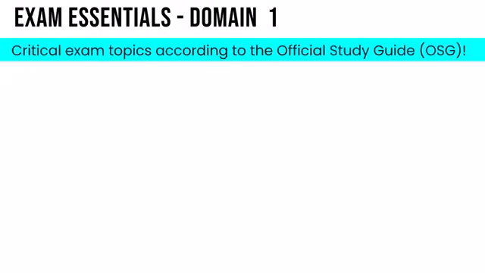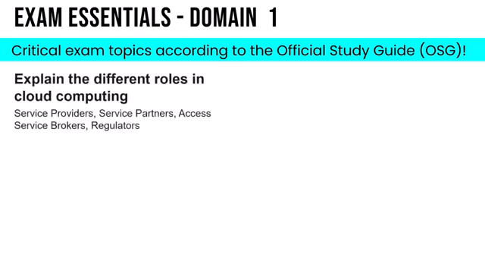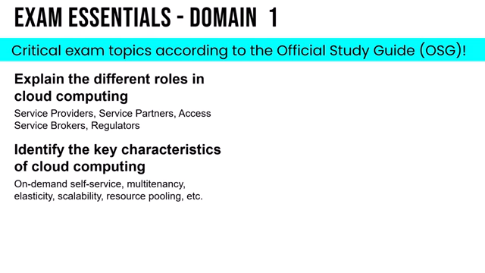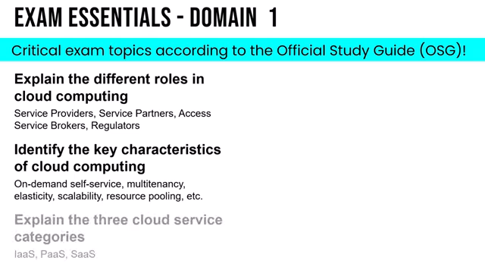So I'd like to talk for a moment about what the official study guide calls exam essentials. Critical exam topics that, according to the guide, are very important to remember for the exam. Not the only topics, but definitely amongst the most important. For Domain 1, they call out the different roles in cloud computing, like service providers, service partners, cloud service brokers. Identifying the key characteristics of cloud computing, like on-demand self-service, multi-tenancy, elasticity, and scalability. Explaining the 3 cloud service categories, IaaS, PaaS, and SaaS, and the differences between them.